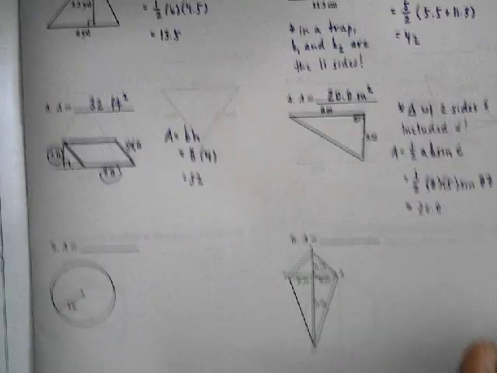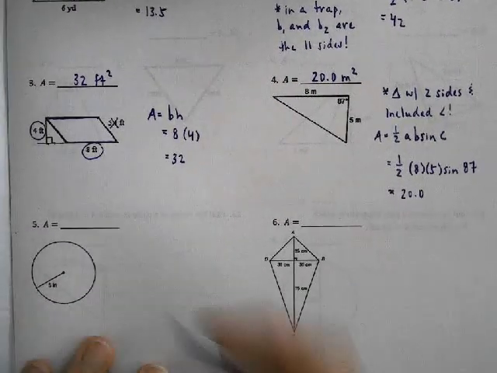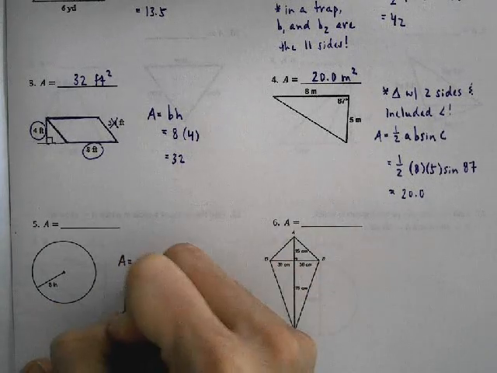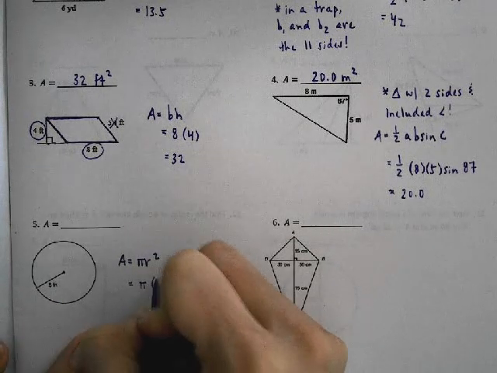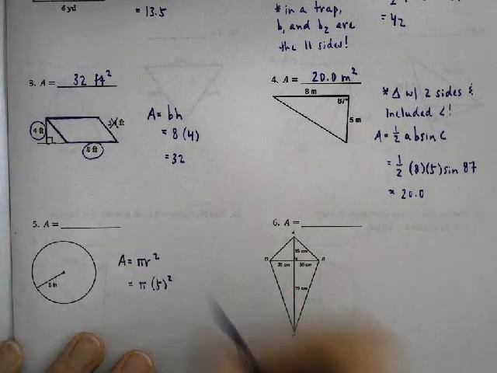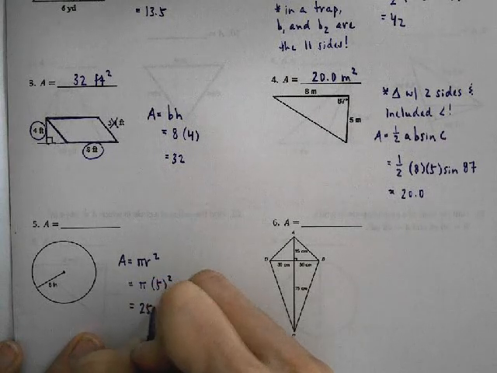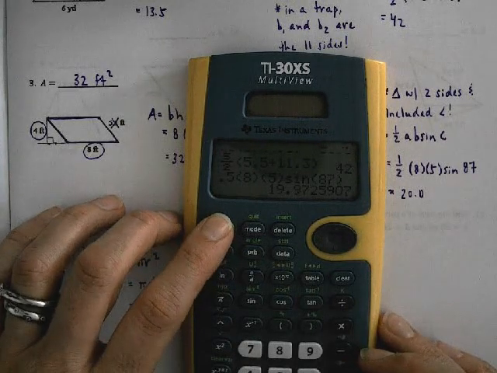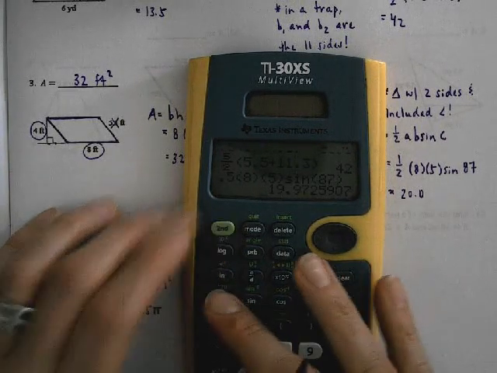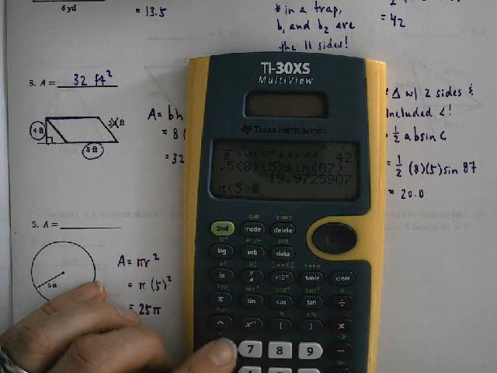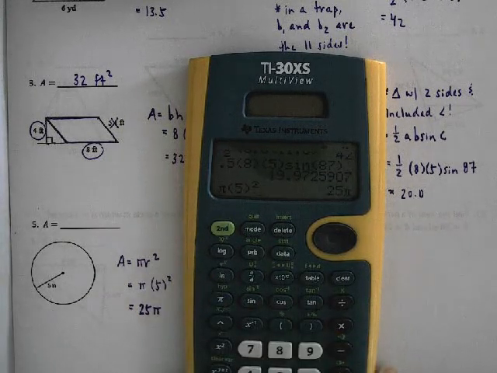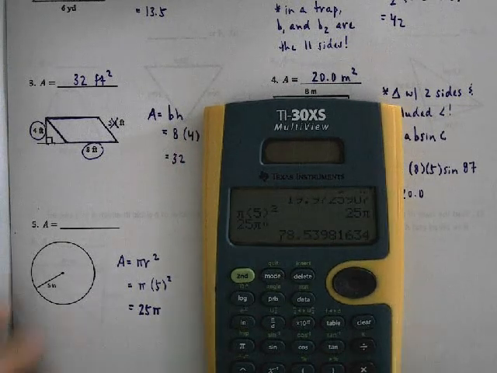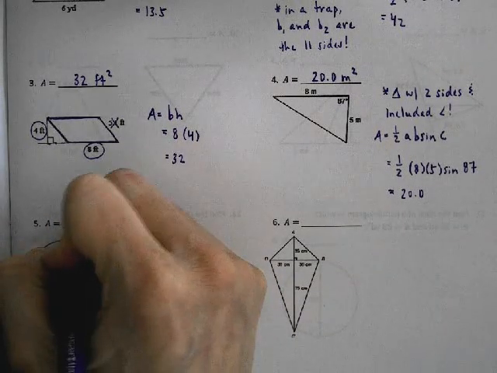All right, next couple are very straightforward. Here we have our circle with radius 5. I know the area of a circle is pi r squared. So I have pi, my radius here is 5 squared. So I know my answer is going to be 25 pi, or if I plug this into my calculator, I have pi times 5 squared. It's going to give me exact, so I'm going to use that little arrow key, and I get 78.5 square inches.